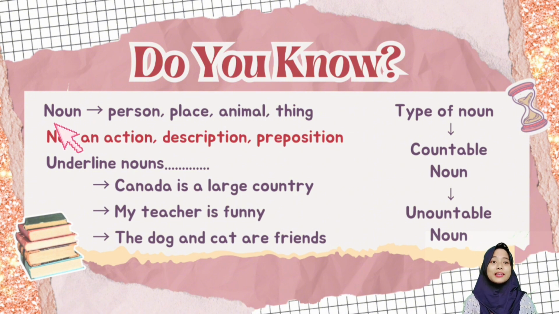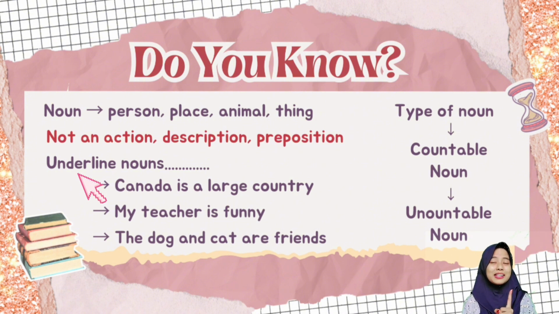So, a noun is a person, a place, a thing, an object, an animal, or many other things. A noun is not an action like a verb. It's not a description like an adjective, and it's not a preposition like the word on or off. Okay, first let's do something. Let's start underlining the nouns, just to make sure we have this concept.